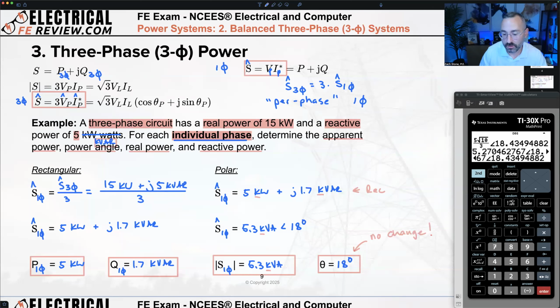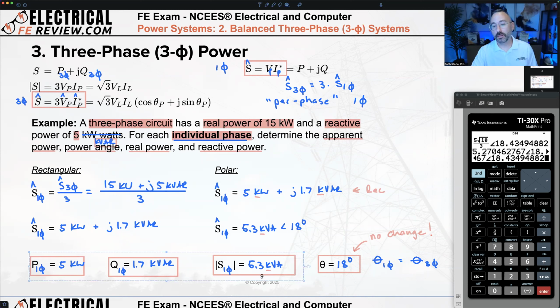In other words, my per phase power angle and my three phase power angle are the same. Your three phase power angle actually comes from the power angle in each phase of a balanced three phase system. Everything else we got by dividing by 3.